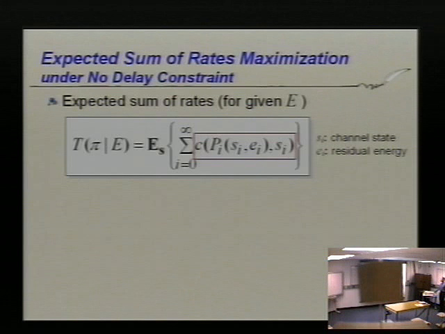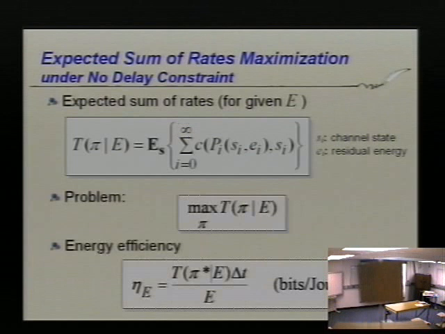Okay, and another thing is for the no delay constraint case, the summation index is extended from 0 to infinity, even though the communication window is finite in the actual world, because when all the energy is expended, the rate contributions in the subsequent terms are all set to 0. So the problem here is, given the total energy, to find the optimal transmission policy that maximizes the expected sum of rates. Another notion defined here is energy efficiency, which is, by applying the optimal transmission policy pi star, the throughput we can achieve per energy unit, which means how many information bits we can correctly transmit per energy unit if applying this optimal transmission policy pi star.